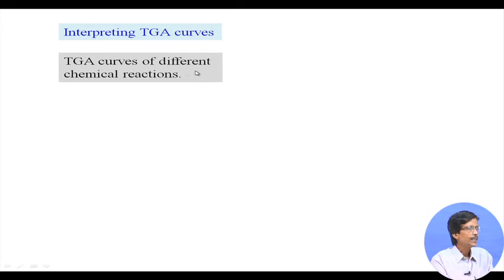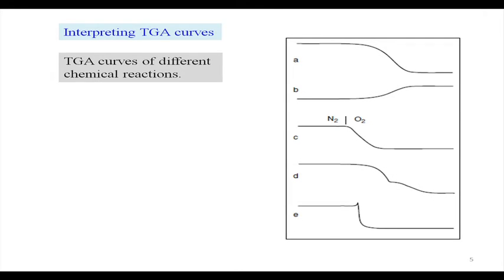The simple thermogravimetric curves can have different shapes depending upon physical characteristics, physical change, or sometimes chemical reactions. So, what are those? We can see that we can have different types of shapes. In one case you have a shape like this, in another case a shape like the second one, and then the corresponding C, D and E.